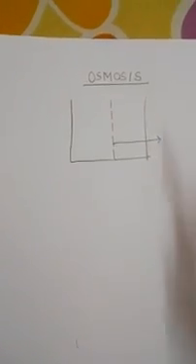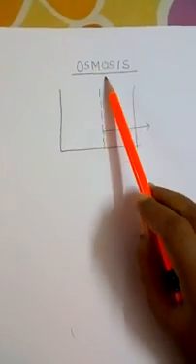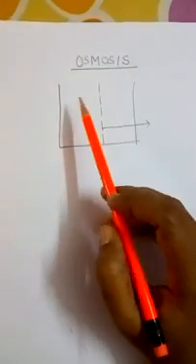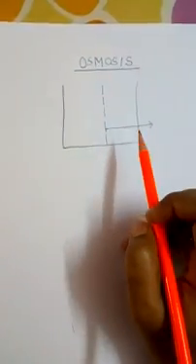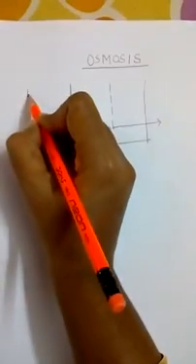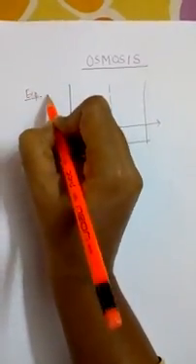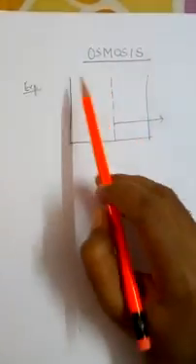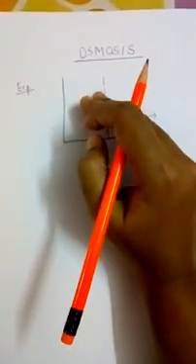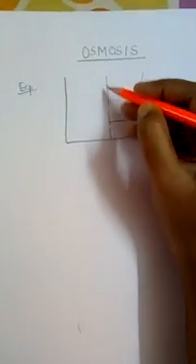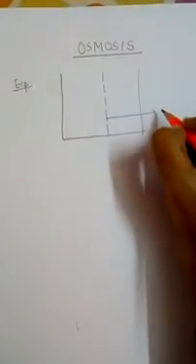Now to understand the process of osmosis, we first need to show an experiment. Through an experiment, I will be demonstrating the process of osmosis. First, I will take a beaker and divide it into two halves by putting a membrane in between, and this is known as a semi-permeable membrane.